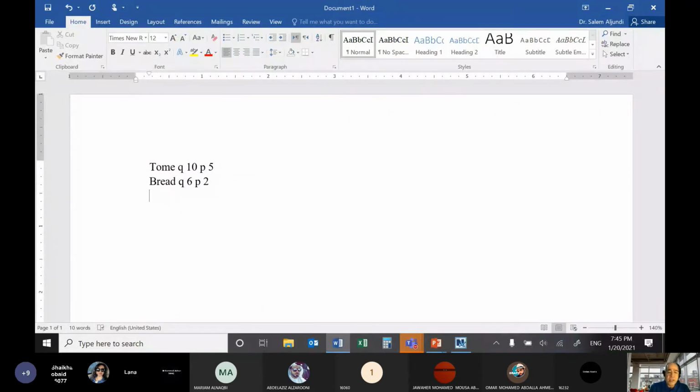So the equation: gross domestic product equals quantity multiplied by the price, which is 5 dirhams, plus the quantity of the second product multiplied by its price. Could you help me? 62. 62. So this is nominal GDP. Assume we produce only 2 products, tomatoes and bread. So it's quite easy.